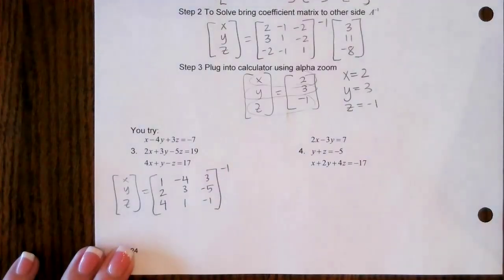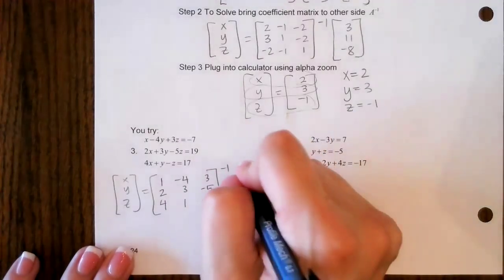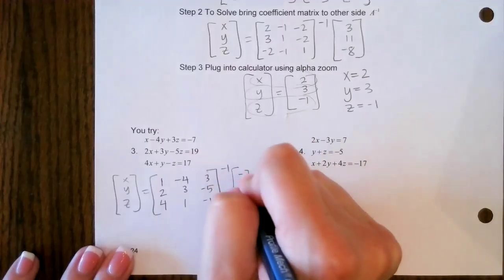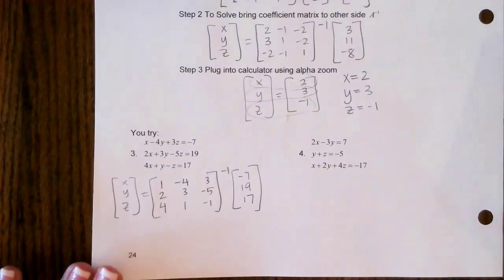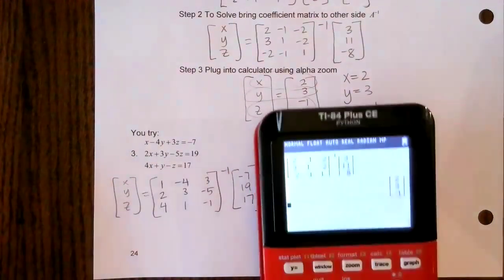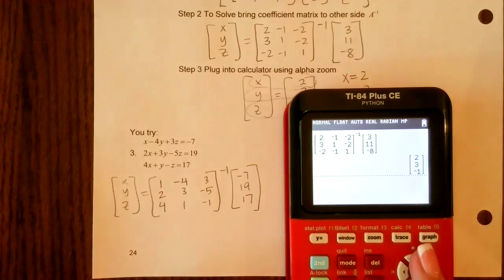The inverse of that one, it's always the inverse of that coefficient one. Then we're going to have our constants, -7, 19, 17. Once you have that written down, you're ready to put it into the calculator.